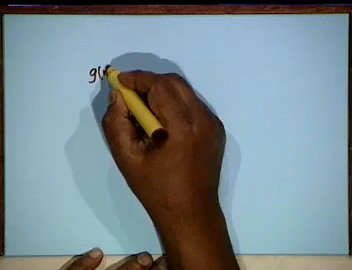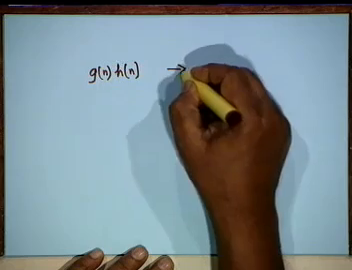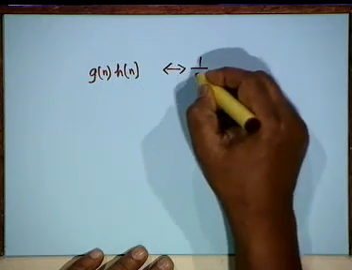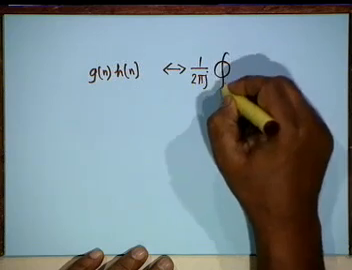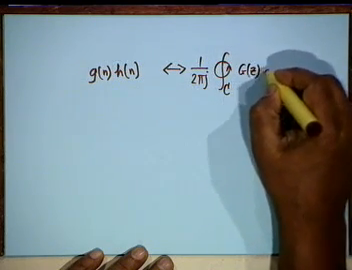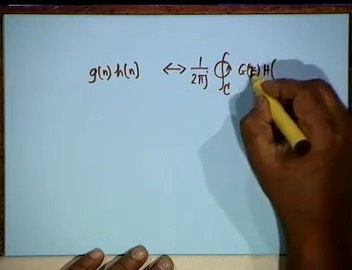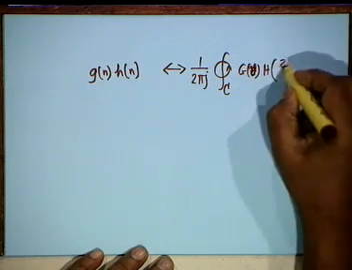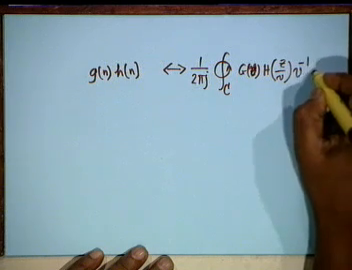We go back to the modulation theorem, that is, if g(n) is multiplied by h(n), then the transform is 1 by 2 pi j contour integral of G(v) H(z by v) v inverse dv.